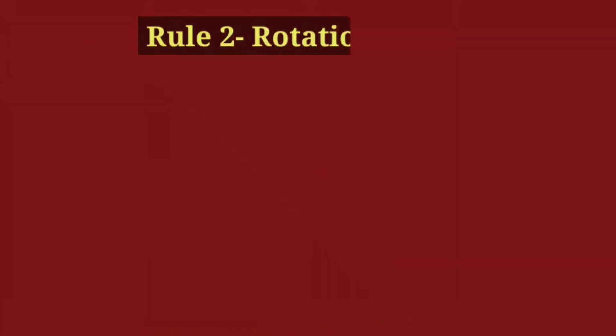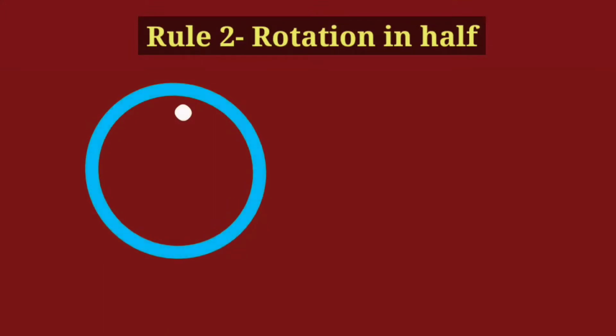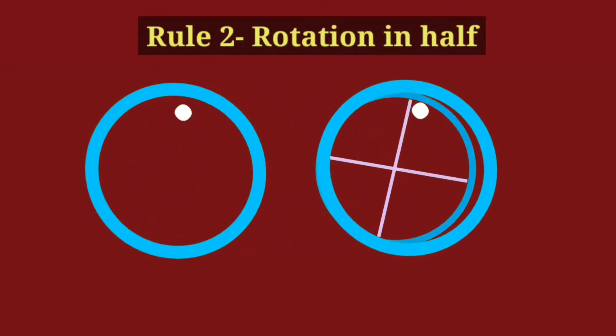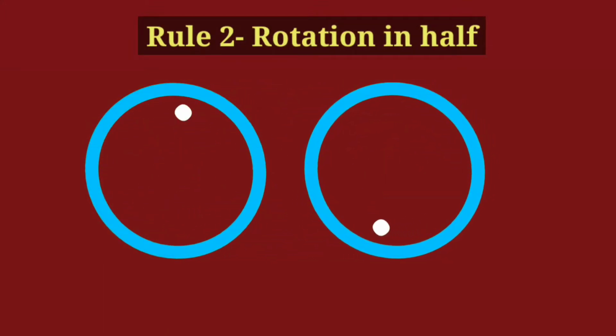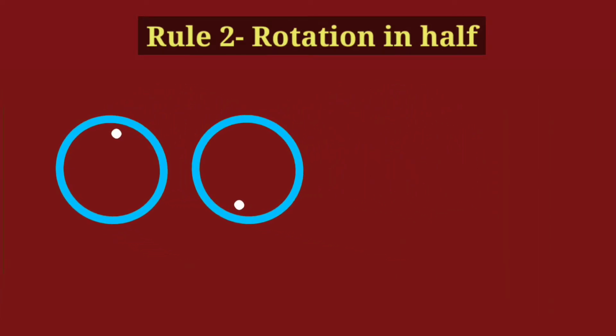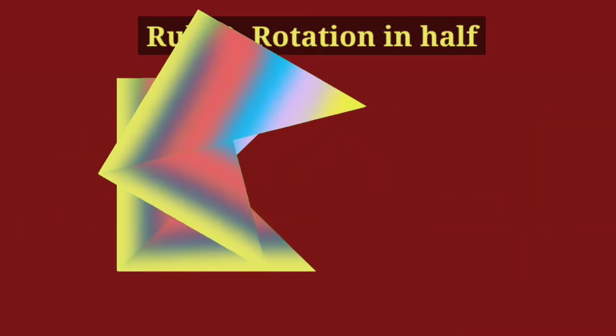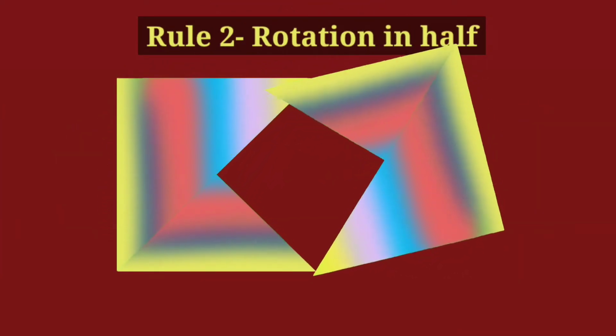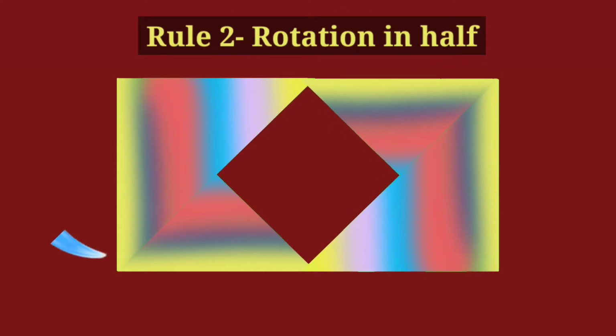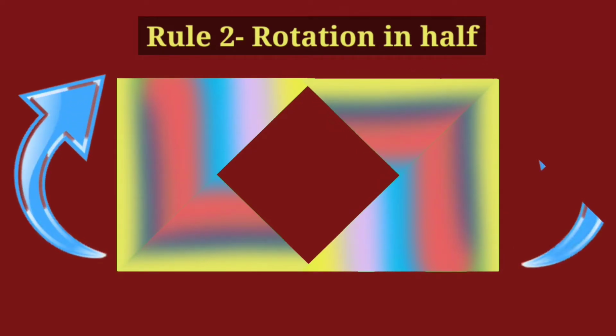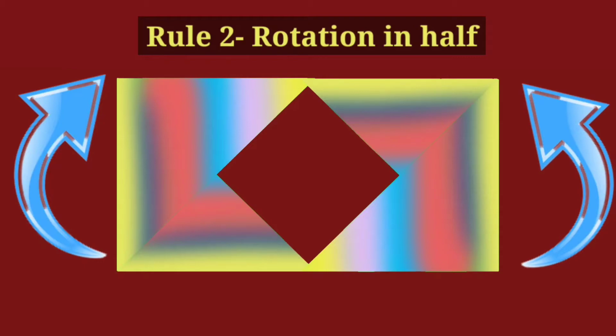Rule 2 is of rotation in half. When a given figure is rotated by half, we get the next figure and a pattern is formed. And when we continue its rotation by half, the pattern keeps repeating itself. Let us understand with the help of an example. The rotation of this figure in half forms a pattern. According to this rule, rotation can be done in clockwise or in anti-clockwise direction as well.